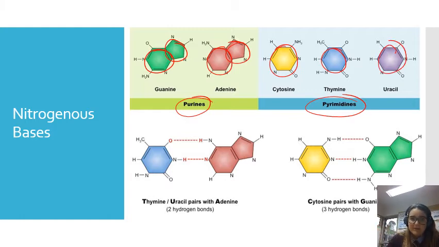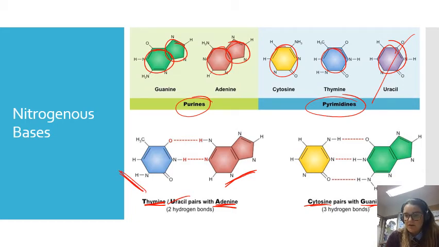Most of you will remember from previous years the base pairing rules. That's thymine, and let's ignore uracil for now because that's part of RNA. Thymine always bonds with adenine, and cytosine always bonds with guanine. So basically one of these double-ringed pyrimidines always bonds with a single-ring purine.